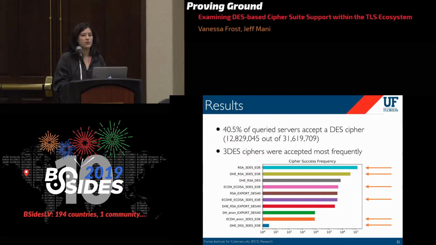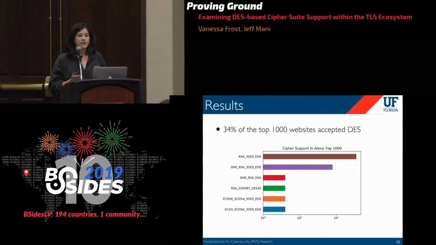We also wanted to know, what about the top sites? These sites, the 40%, may be from servers that never get upgraded, that were connected once upon a time by some guy who was tinkering around in his basement and forgot about his Windows PC forever. Not quite. The top 1,000 of Alexa websites, 34% of them, still accept some form of DES cipher. And the breakdown for the ciphers that get accepted is about the same. Triple DES is definitely overwhelmingly more supported.